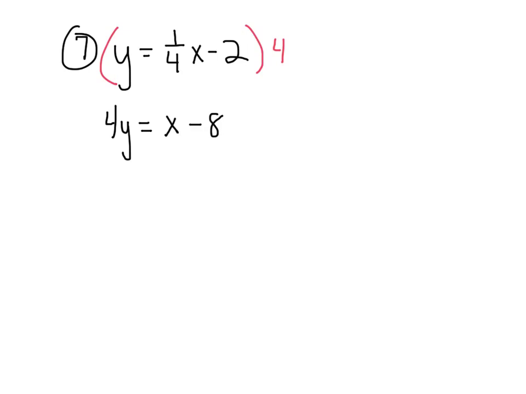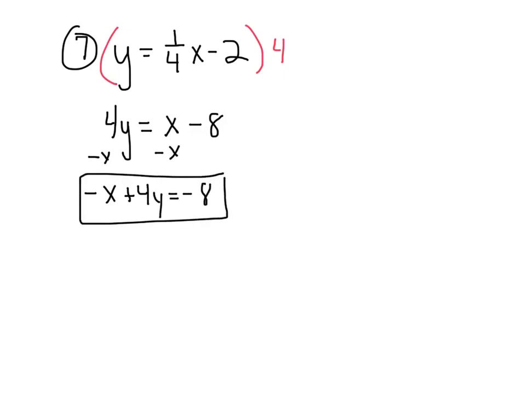I now subtract the x. That gives me negative x plus 4y equals negative 8. And there's your answer. It's ax plus by equals c.